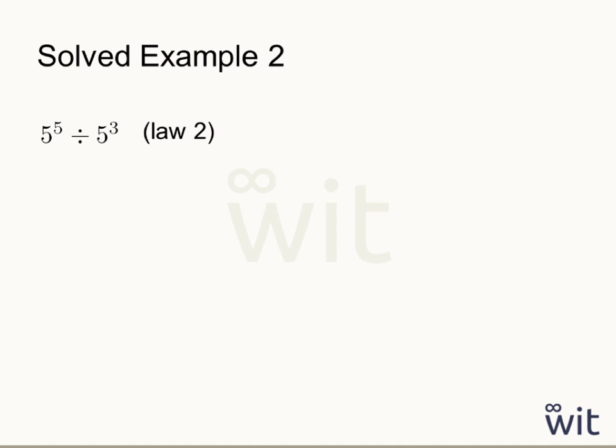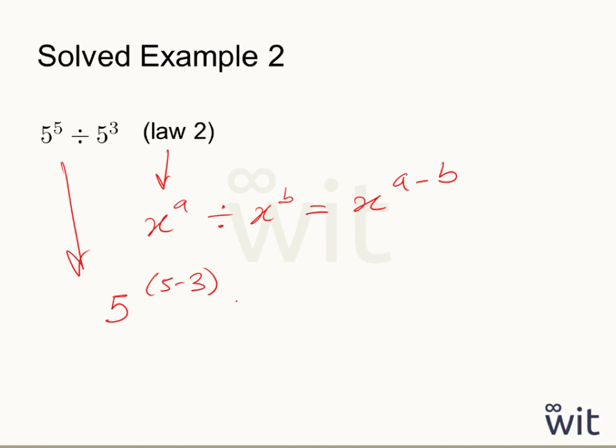For the second one, if you recall, a variable raised to the power a divided by a variable raised to the power b will be equal to that variable raised to the power a minus b. Right? So to solve that question, we will have 5 raised to the power 5 minus 3, which is going to be 5 raised to the power 2 in indices form. So we just leave it there.